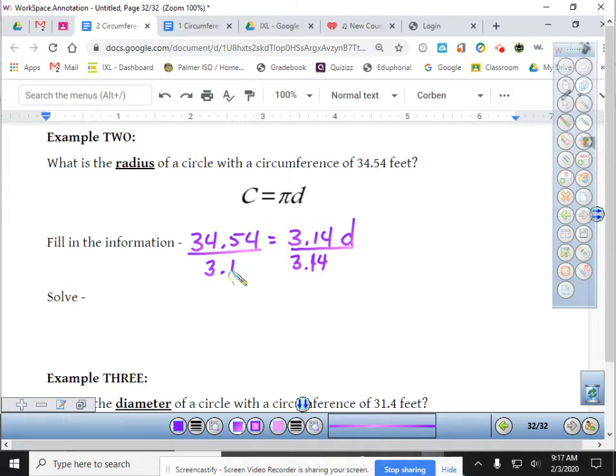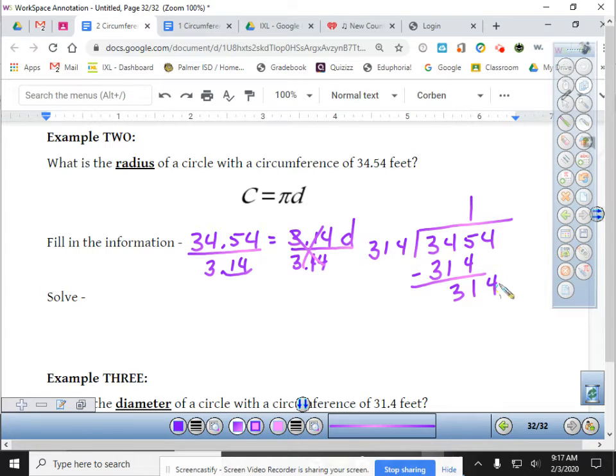Do it on the right, and do it on the left. And again, let's not make this hard. We know we're moving the decimal in 3.14 two places, so let's just write it in there. And now, this one's a little bit easier. How many times will 314 go into 345? 1, right? And what do you have left? 31. When you bring down that 4, that's not hard, is it? That goes in 1 time.